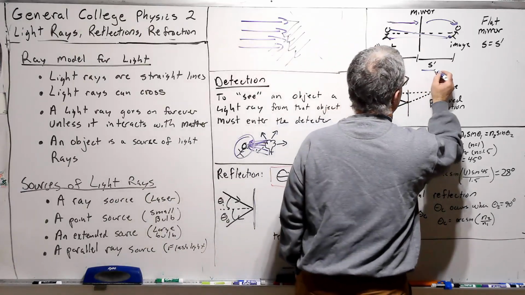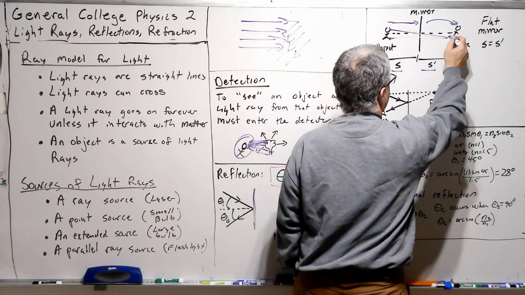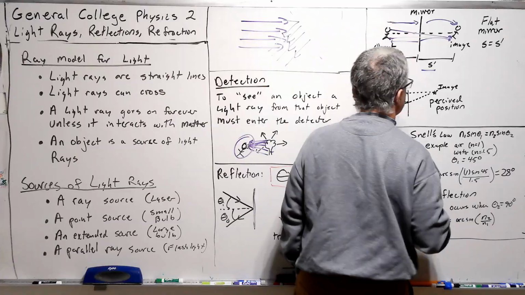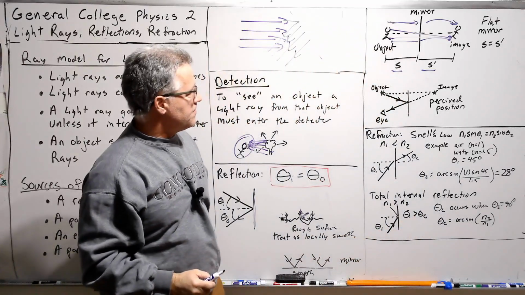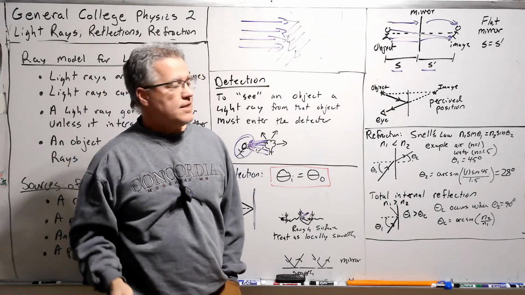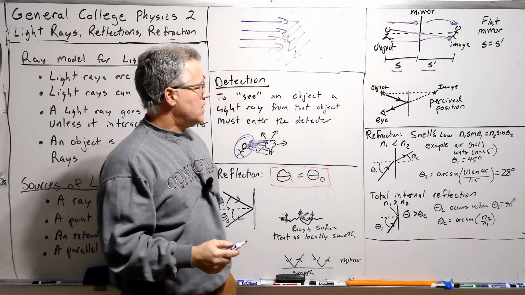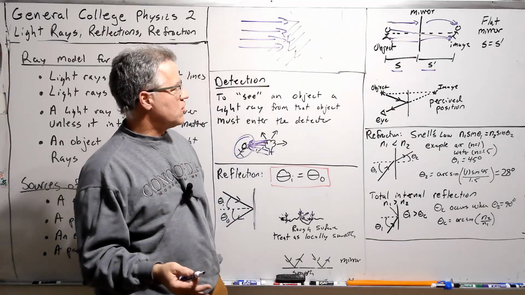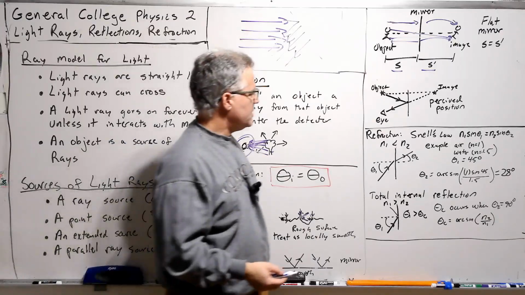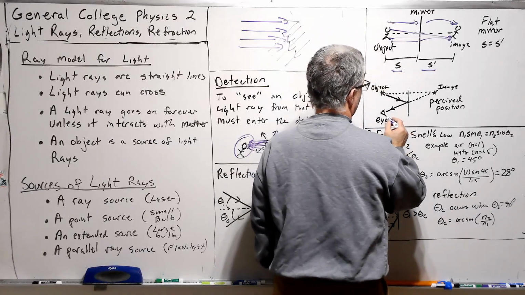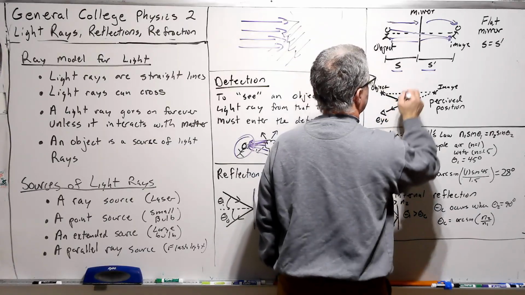For a flat mirror, the distance of this object as it appears behind the mirror is equal to the distance in front of the mirror. So S equals S prime. We will shortly, next time or the time after, be looking at some possibilities of curved mirrors. Then this relationship changes.